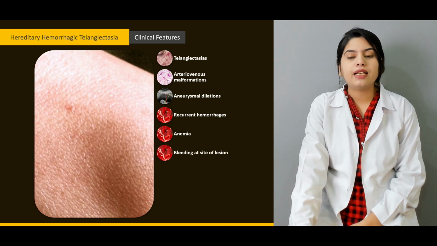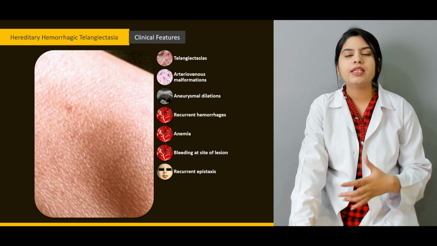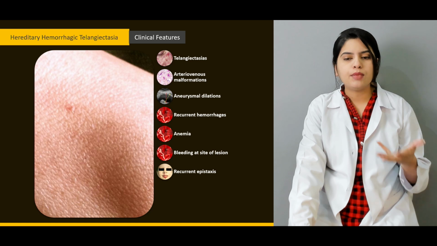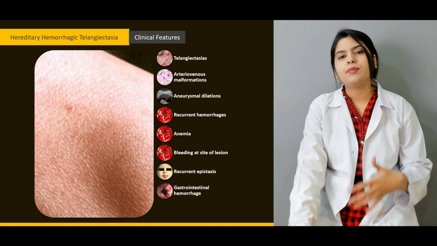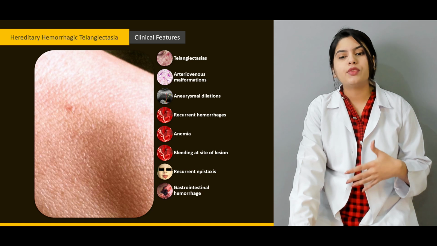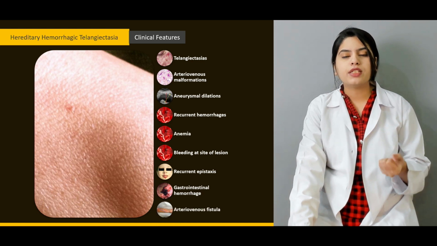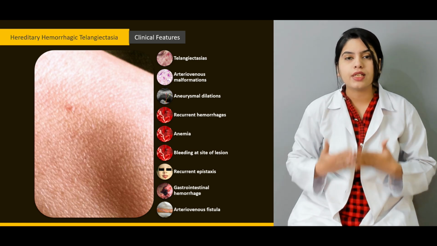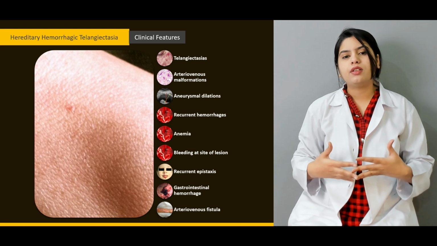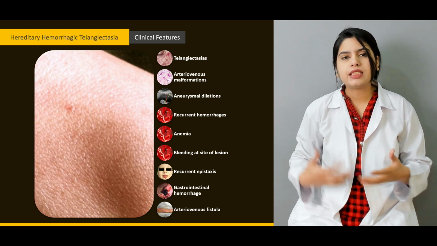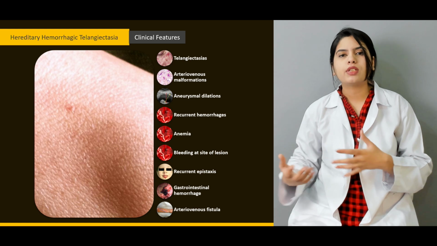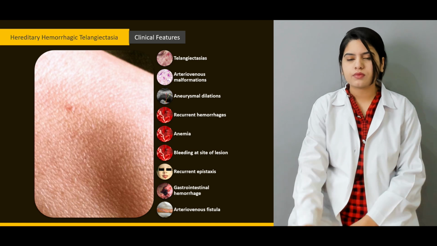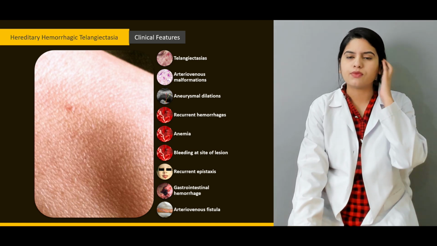There can be bleeding at the site of the lesion. There can be recurrent epistaxis, the nose bleeding can occur again, more frequently, and then there can be gastrointestinal hemorrhages involved, and arteriovenous fistula can also result because of this hereditary condition. Now, depending upon the site of which the arteries and the veins are involved, these are the symptoms or the clinical features that will be experienced by the patient. And this is the extravascular type of dysfunction.